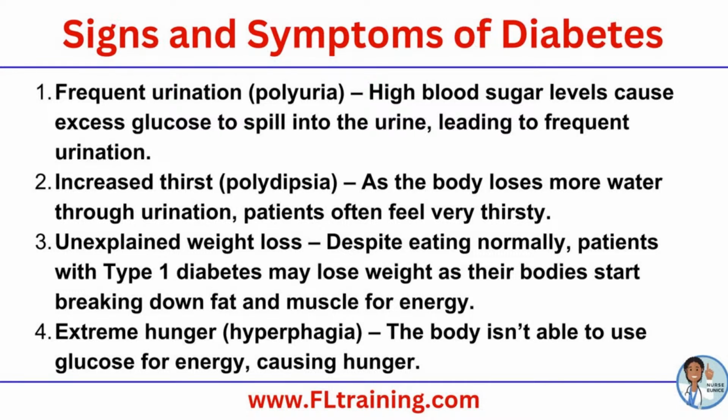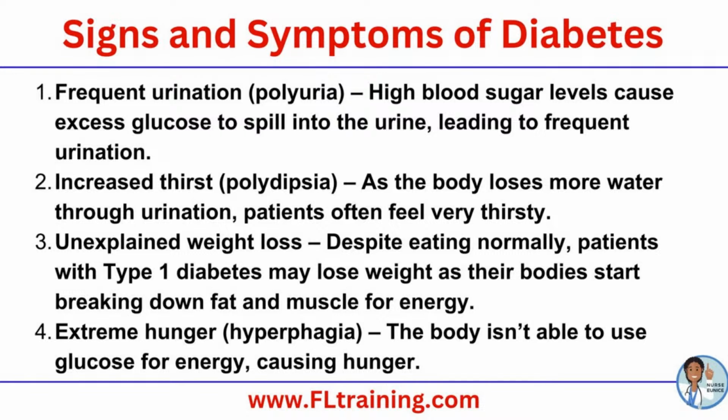Signs and symptoms of diabetes. 1. Frequent urination, polyuria. High blood sugar levels cause excess glucose to spill into the urine, leading to frequent urination. 2. Increased thirst, polydipsia. As the body loses more water through urination, patients often feel very thirsty.